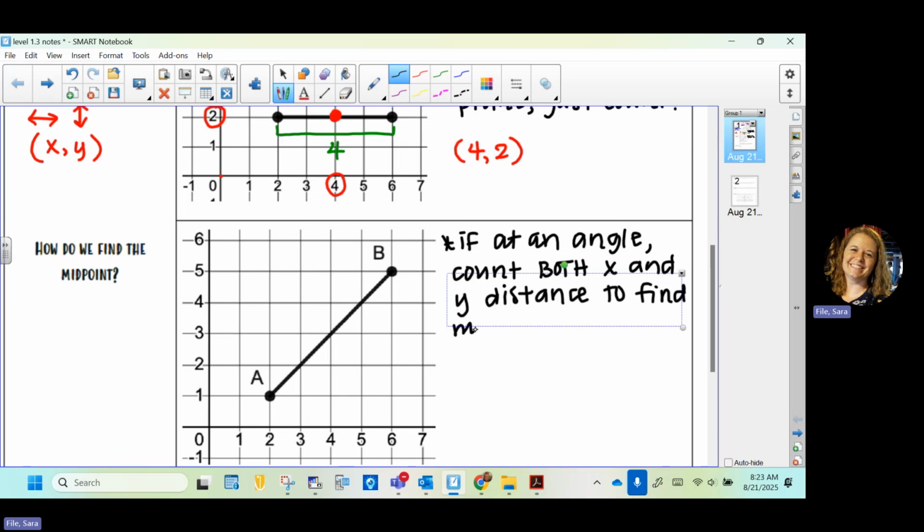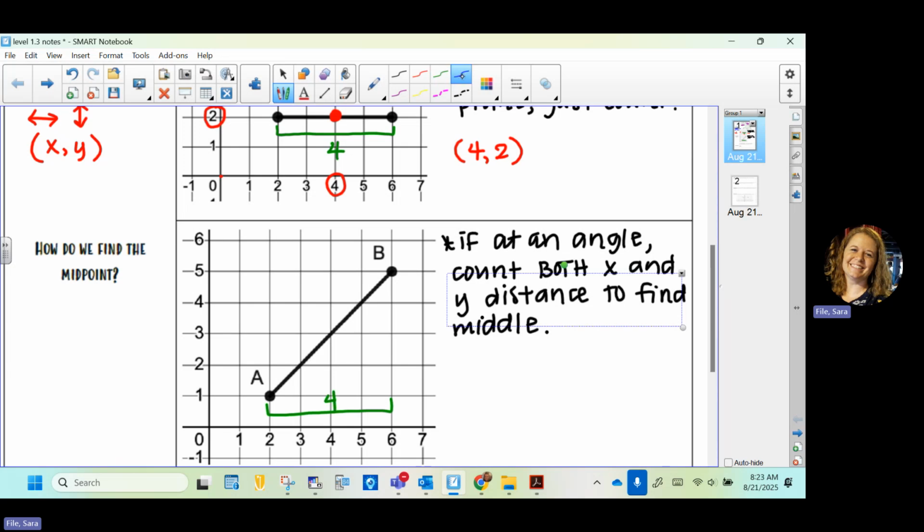To find the middle. Okay, so let's start with the X distance from A to B. That's 1, 2, 3, 4. So we went over 4.